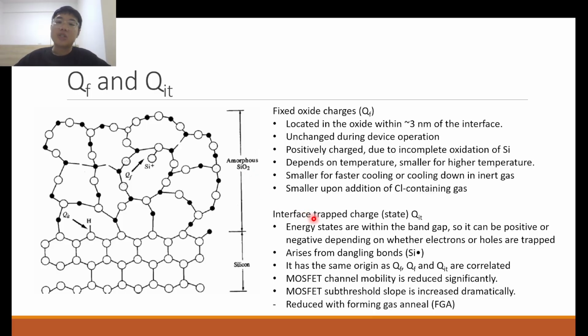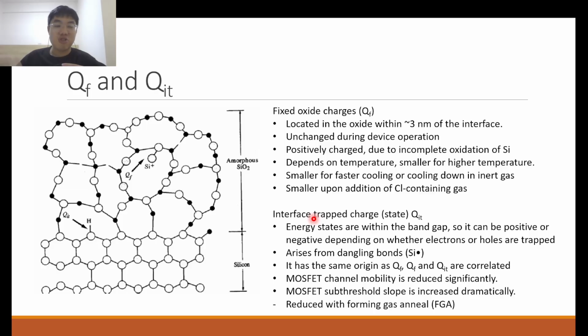So these interface trap charges have the same origin as your fixed charges. Basically, it's an imperfection or incompleteness of the oxidation process. So these two quantities, their concentrations are correlated. The problem with having interface trap charges is that the channel mobility of the MOSFET device is reduced significantly. You can think of mobility as how easily electrons and holes can move through the channel.